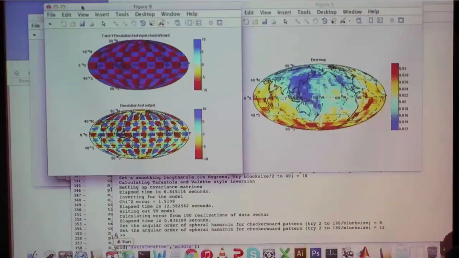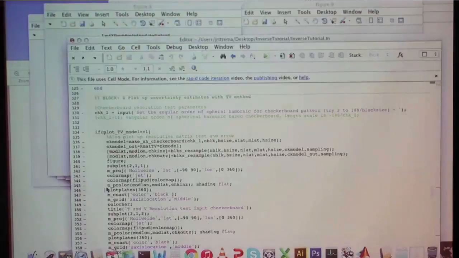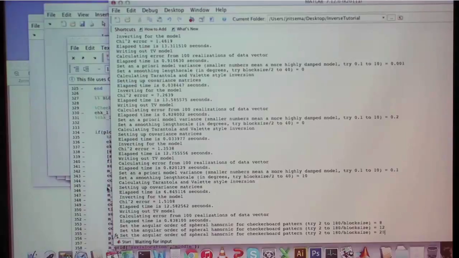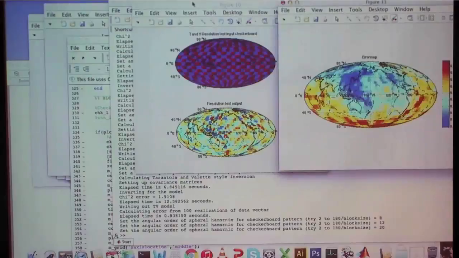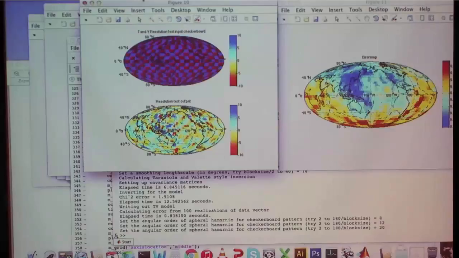I'm going to run it one more time, and I'm going to try now degree 20. And so now you see that the whole thing falls apart. There's a few checkers in the Central Pacific, in the Western Pacific. That is not too bad, perhaps, but overall, you just do not recover the pattern at all.